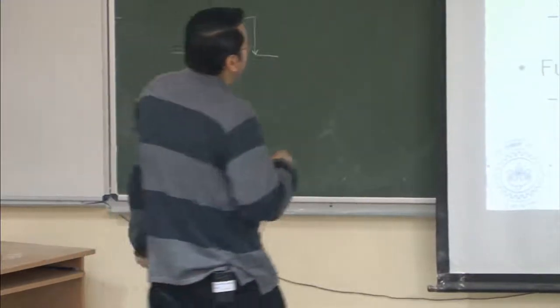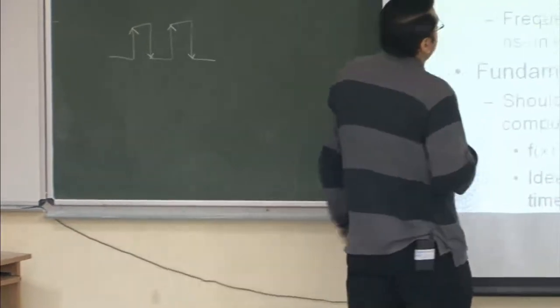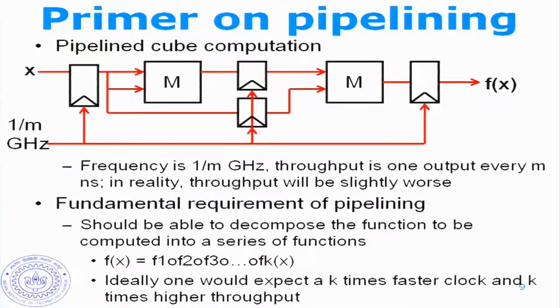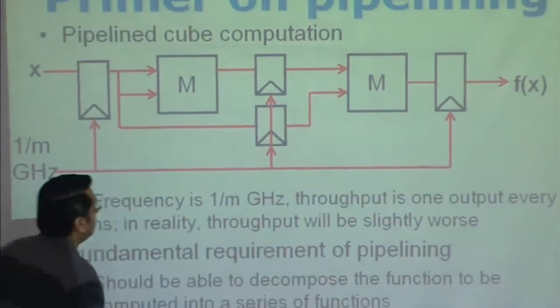Alright. So now if you want to pipeline it, of course, we'll actually put the multiplier back. We need two multipliers. Okay. Alright. Because this is going to be one stage of the pipeline, and this is going to be the second stage of the pipeline. Okay.